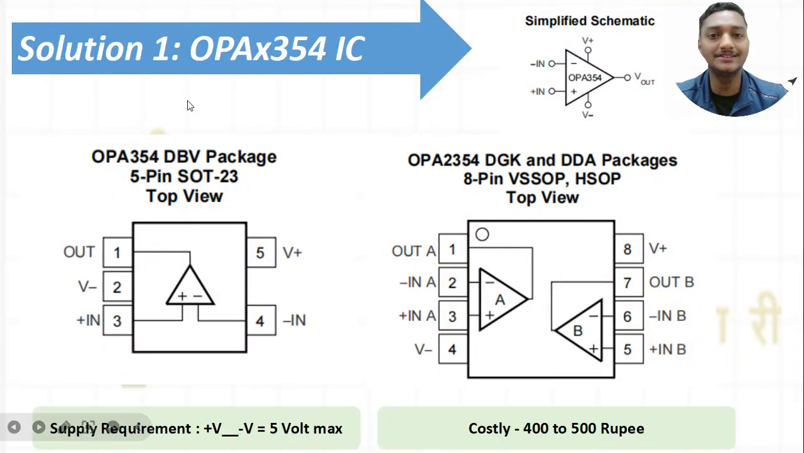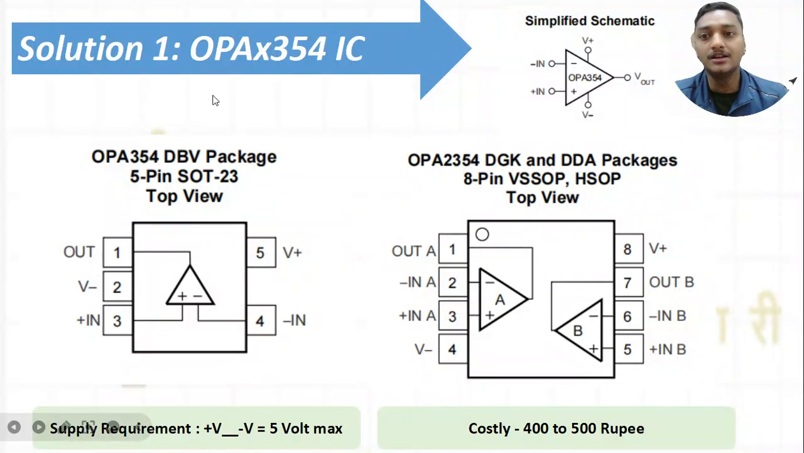Now, how to connect this in the control board. There is a supply requirement for this particular IC: plus V and minus V, I need 5 volts, as I told you already. Second is the cost. The cost is about 400 to 500 rupees. So it is a bit costlier IC, but it is generally used for safer operation.